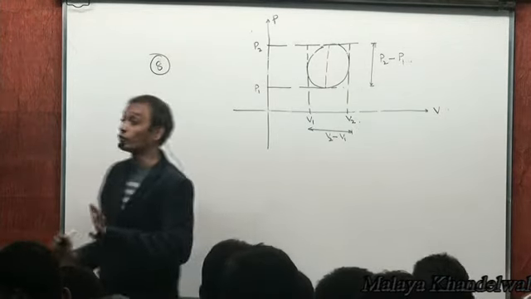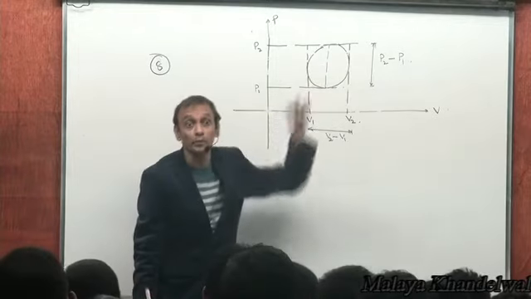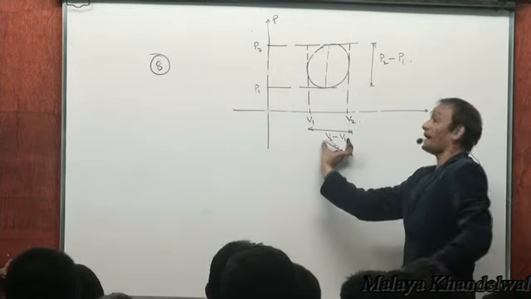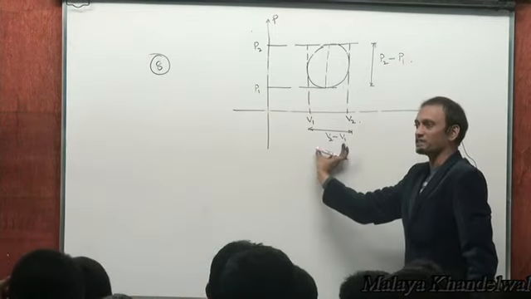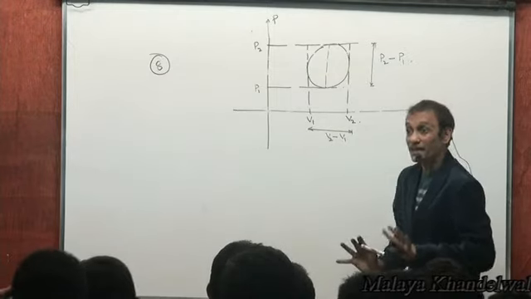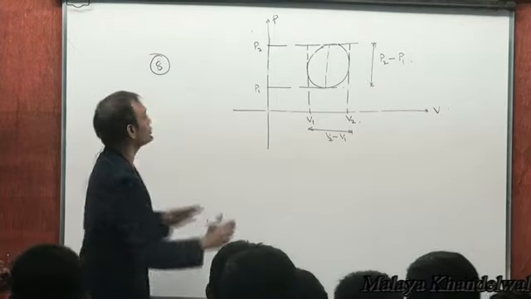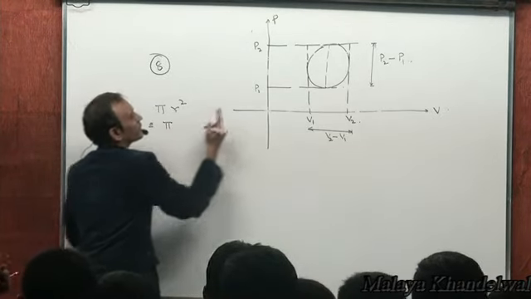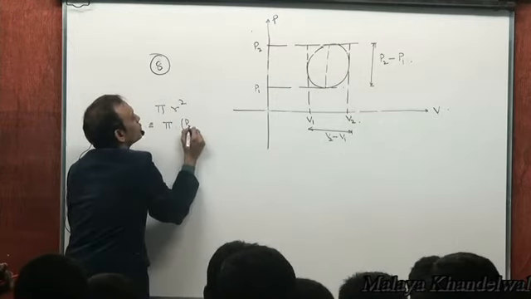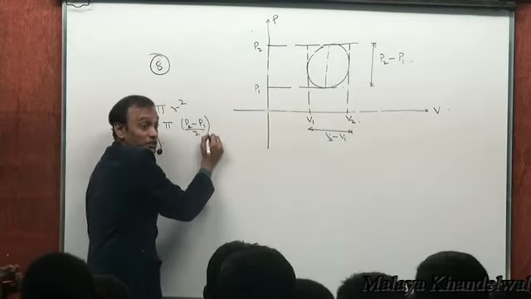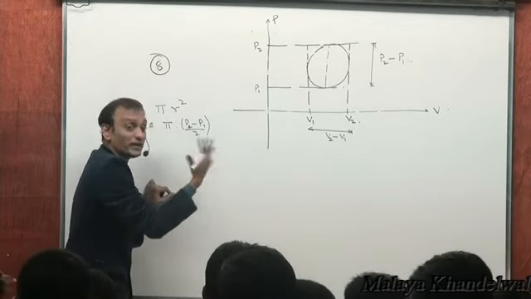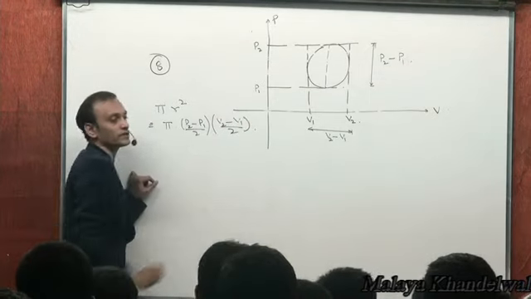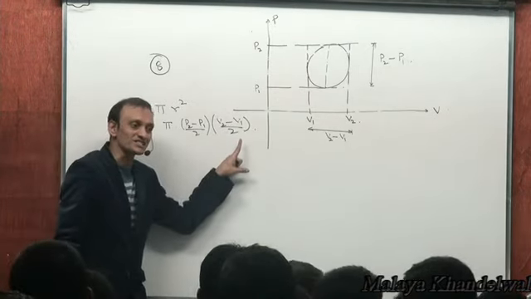Now, if you have to calculate the work done, it's this area. But you can't say it's pi d squared by 4, because this is not the same as this. P2 minus P1 is not the same as V2 minus V1. What you should do is look upon the area as pi r squared with r1 being (P2 minus P1) by 2 and r2 being (V2 minus V1) by 2. That will make it dimensionally correct, because you must have pressure times volume to get work done.